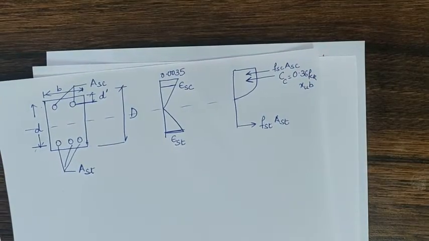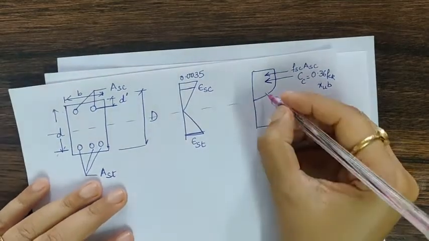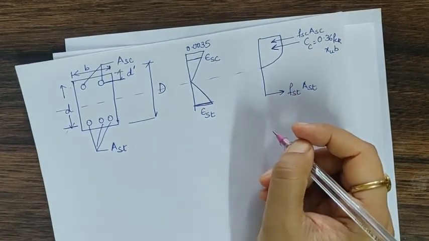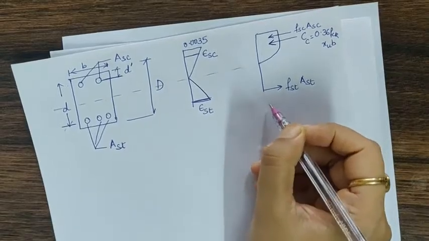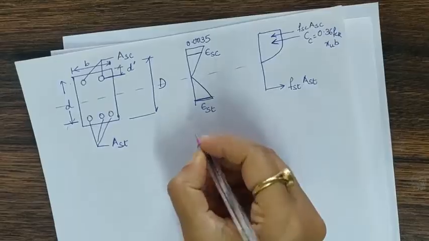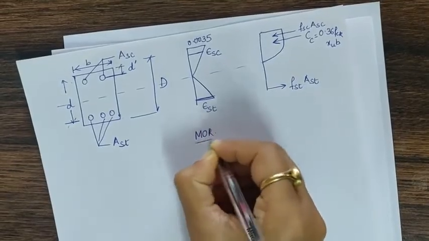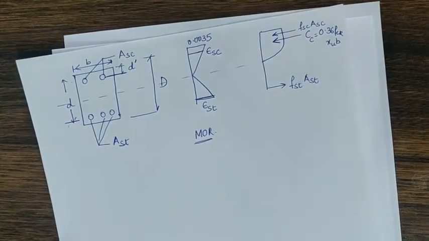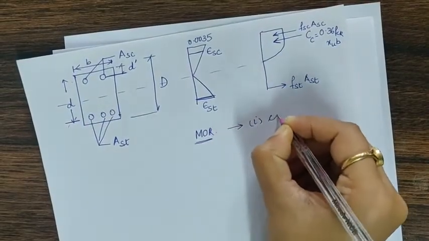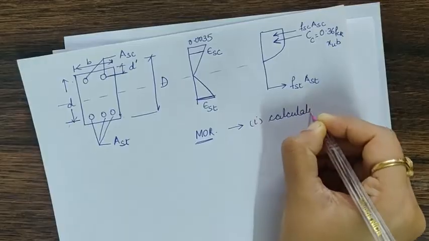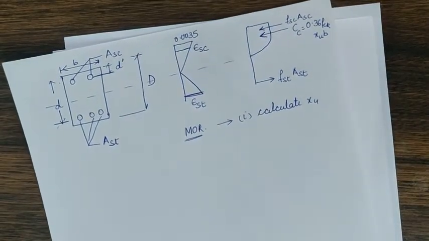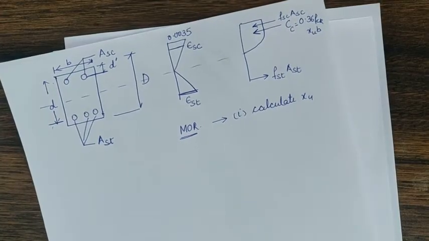Is it okay? Clear? Now I want to find out the moment carrying capacity, that is moment of resistance. For finding out the moment of resistance in singly reinforced sections, we already know our first step was to calculate XU, and then based upon the value of XU, we will calculate the moment of resistance.